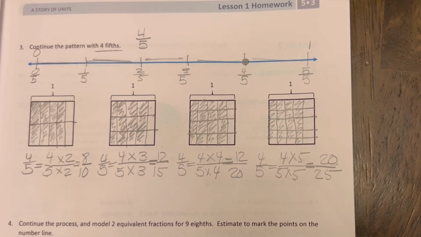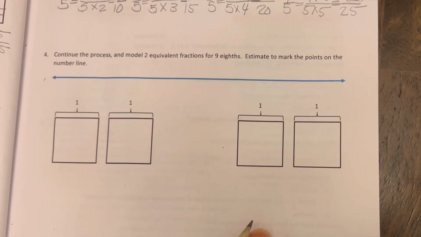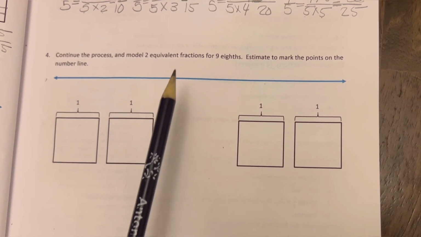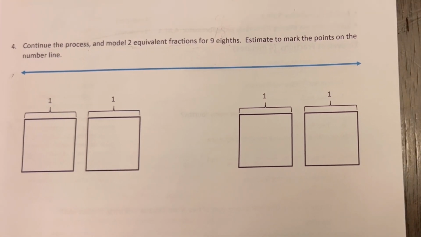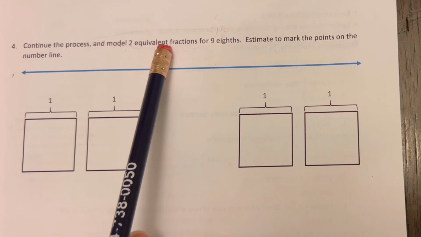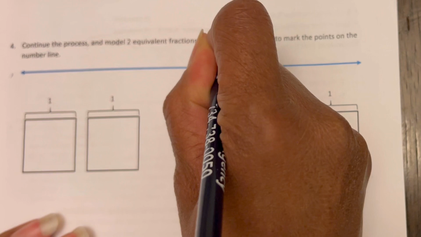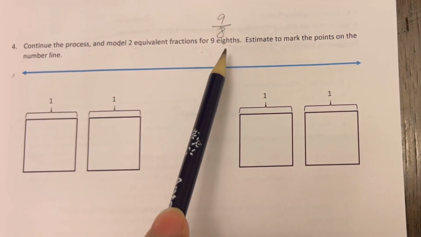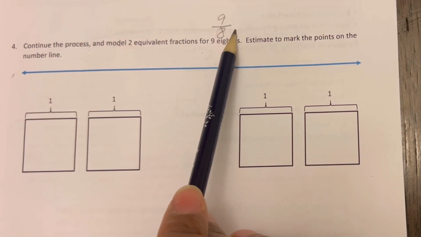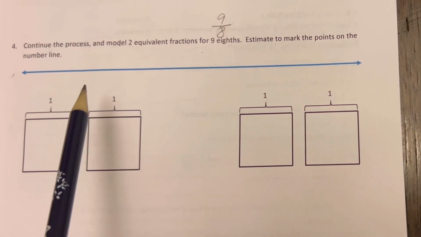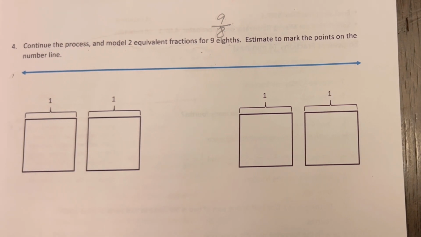Okay? Now, here at the bottom, they are giving you fractions greater than 1. This one, I'm going to get you going on it. I know I already did 2 with you. So for number 4, continue the process and model 2 equivalent fractions for 9/8. 9/8 is an improper fraction. What does that mean? That means that we have greater than a whole.